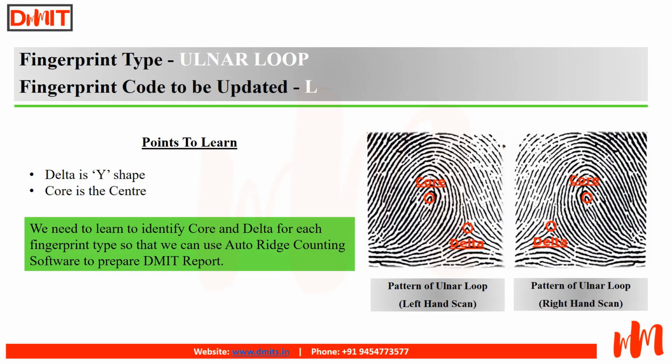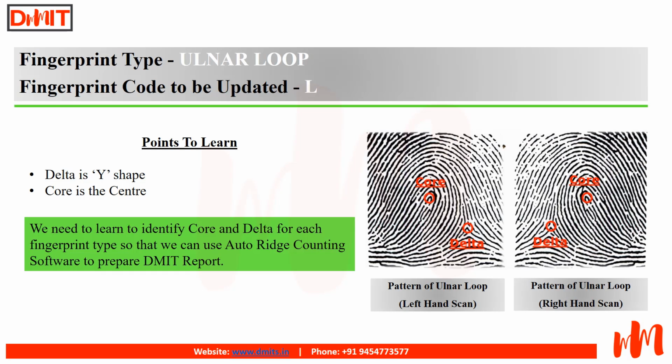We need to learn to identify core and delta for each fingerprint type, so that we can use auto-ridge counting software to prepare the DMIT report. We should be very clear on how to identify core and delta, because only then can we use them in the auto-ridge counting software to prepare a more accurate DMIT report, I would say.